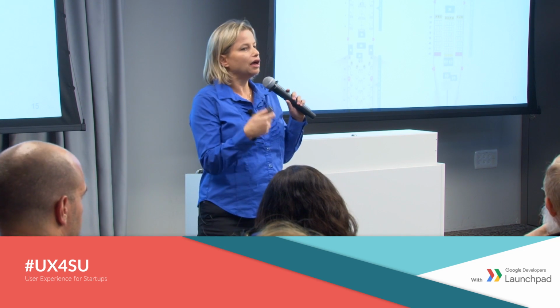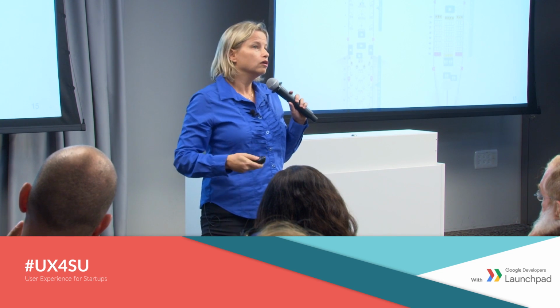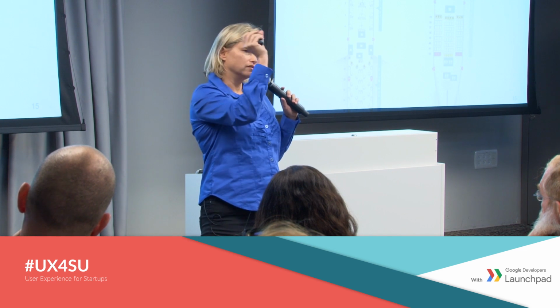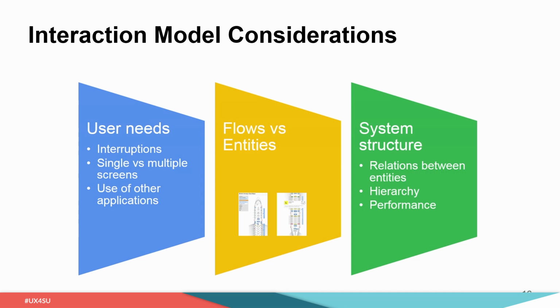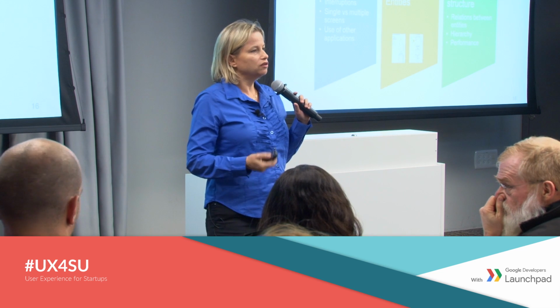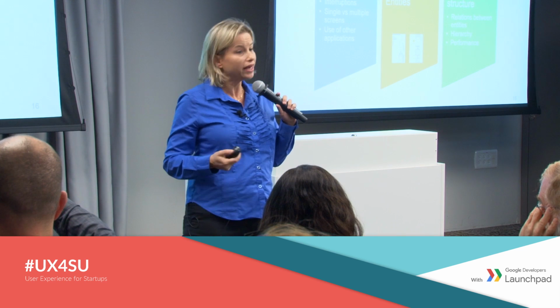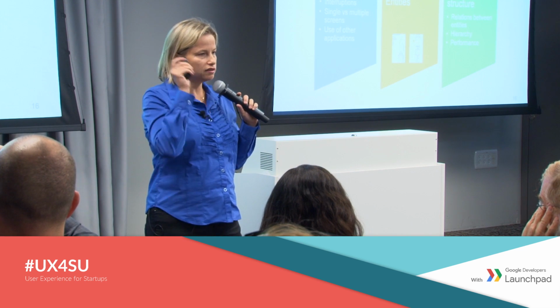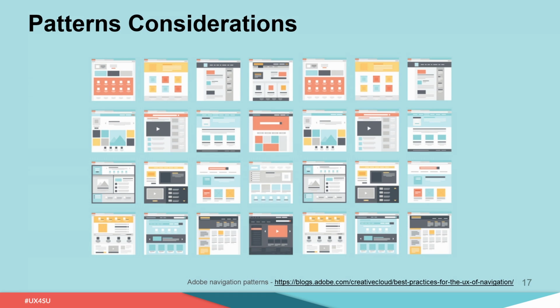Now you need to think how you want your interaction model to be, through flows, or going to a seat selection capability and doing the selection. Other considerations can be around the system. What are the entities' relationships? Is there a hierarchy? Is it shallow or deep? Even sometimes performance considerations can influence your navigation. If you're dealing with big data and you may have performance issues, you want to take it into account in your interaction model. Now it's time to select the pattern.